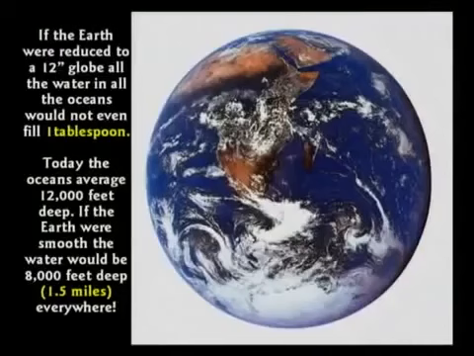Okay. If the earth were reduced to a 12-inch globe like this one, all the waters in the oceans would not even fill 1 tablespoon. Today, the oceans average 12,000 feet deep. If the earth were smooth, water would be 8,000 feet deep, 1.5 miles everywhere.